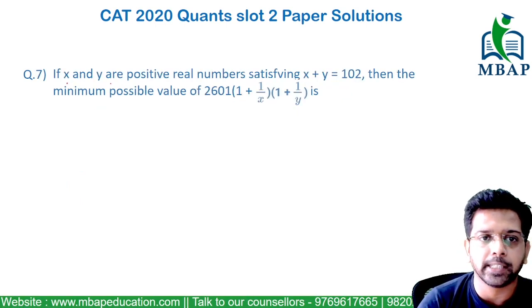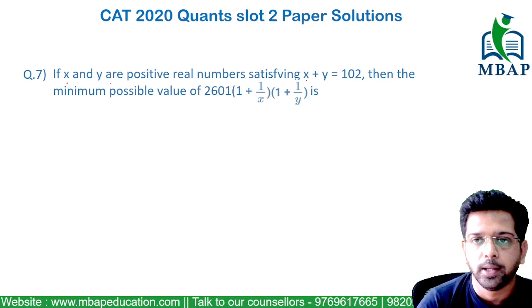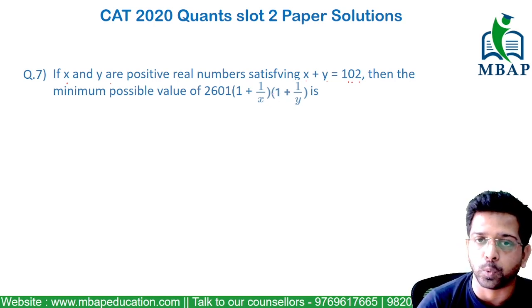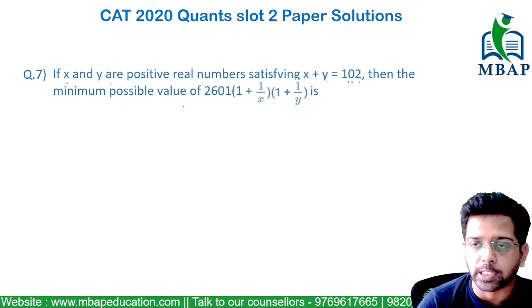Let's take the next question. The question says, if x and y are positive real numbers satisfying x plus y is equal to 102, then the minimum possible value of 2601 into 1 plus 1 by x into 1 plus 1 by y is equal to what? You all know the logic. If a plus b has been given to you and if you want to minimize the value of x into y, then take x and y as close as possible, as equal as possible.